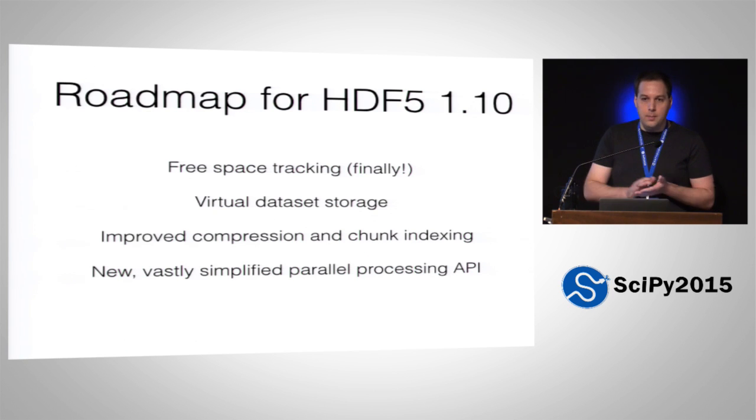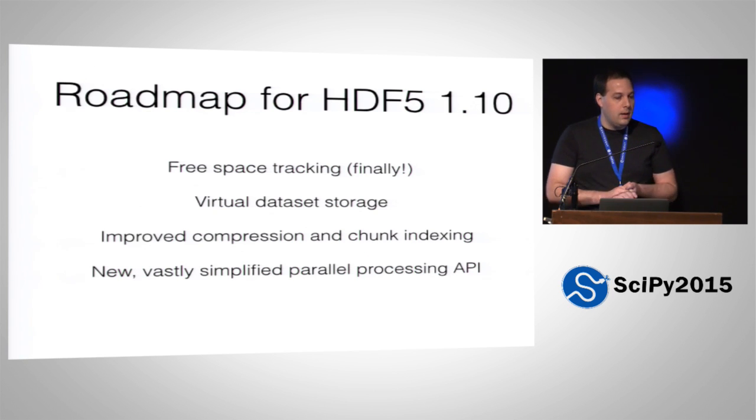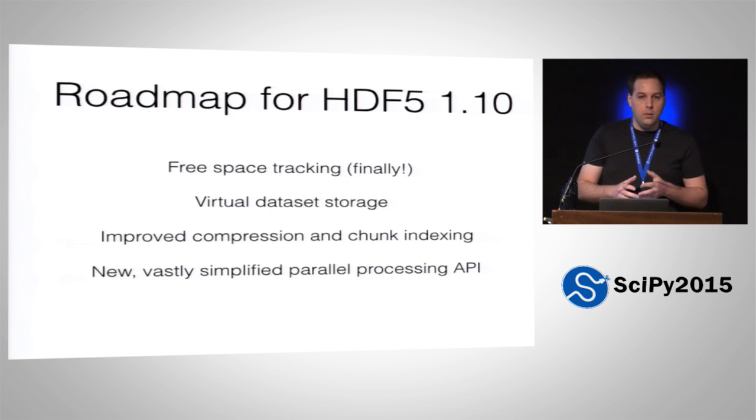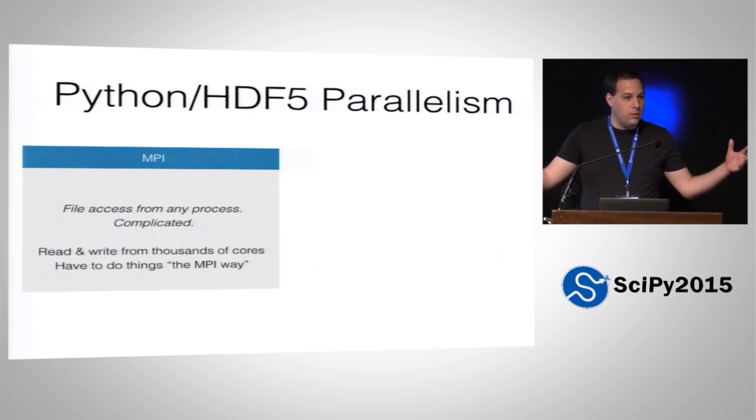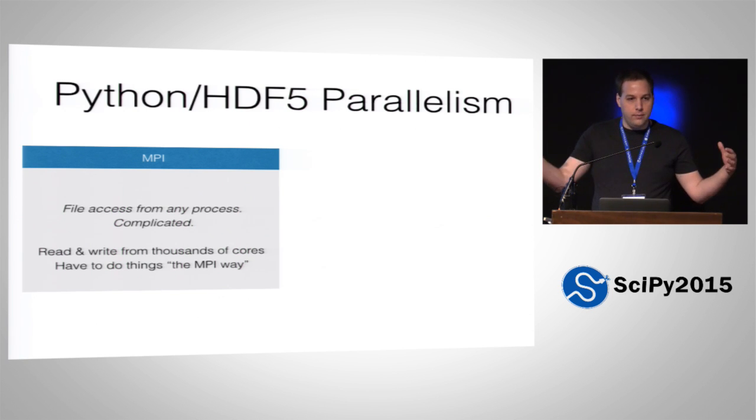As you know, in Python, because of the GIL, our approach to parallel problems is to use process-level parallelism. And so in HDF5, there's actually a very well-developed, mature approach for that. They use MPI, which is the Message Passing Interface. This is what you would use on a supercomputer. And so it's very scalable. You can have thousands and thousands of cores all reading and writing from the same HDF5 file all at once.